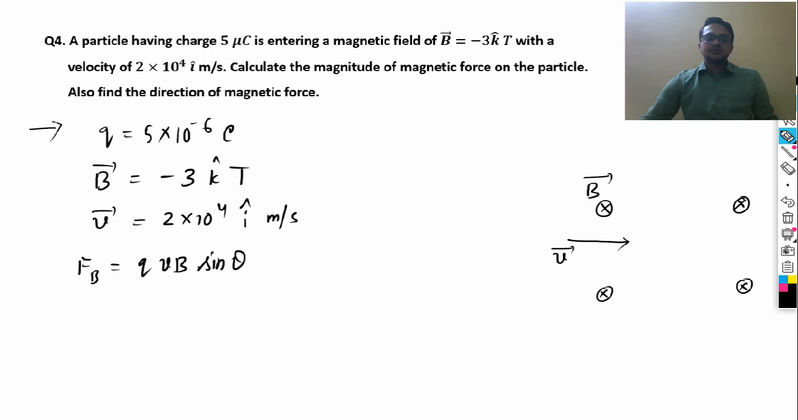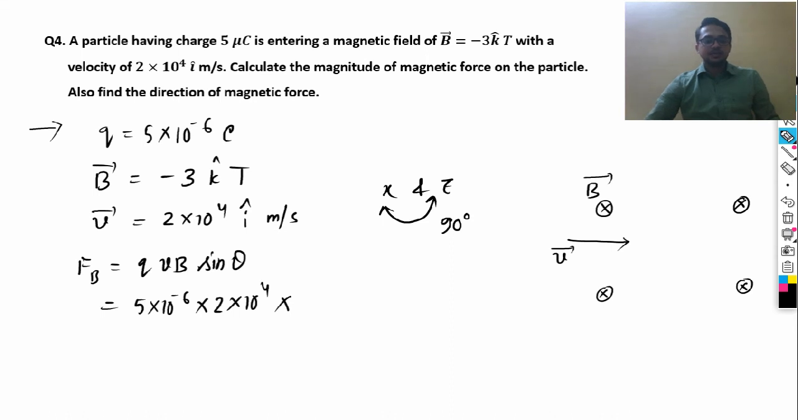Okay. Now what is the angle between the x axis and the z axis? What is the angle between them? The angle is 90 degrees. They are perpendicular. So here it will be sin 90. That means Q is 5 into 10 to the power minus 6 (microcoulomb), V is 2 into 10 to the power 4. All are in SI unit.